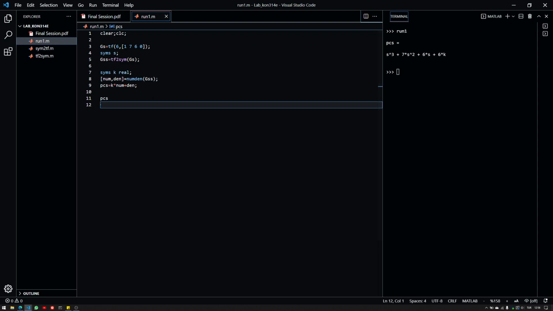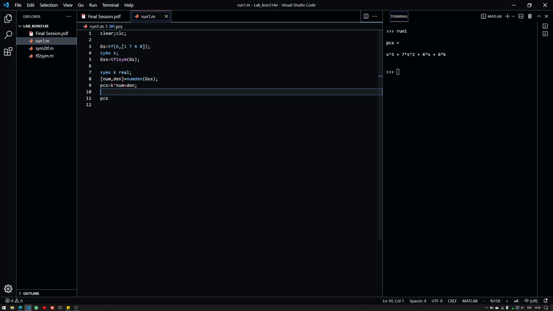Therefore, if you look close, you can see directly that k should be positive. But we have to ensure that the stability interval is k greater than 0. So one method would be to look for a j omega axis crossing. And how we can achieve that is the following.